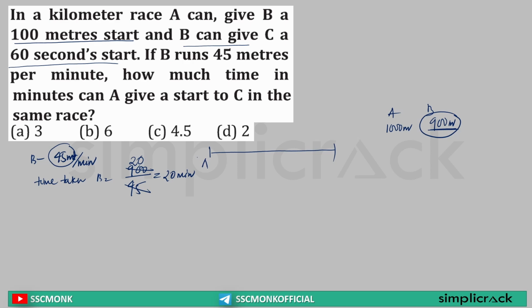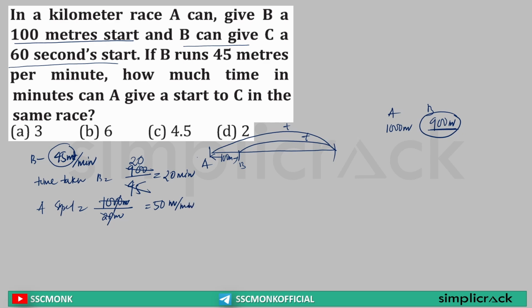Here what is happening? Sir, A here, B here. A gives B 100 meter head start. That means if B takes T minutes to reach here, the same time will be taken by A to reach here. It is only the difference of distance they covered in the same time. That means, sir, here A speed is equal to the distance A is covering, 1000 meter in 20 minutes, which is equal to 50 meter per minute. What is A speed? Sir, 50 meter per minute.